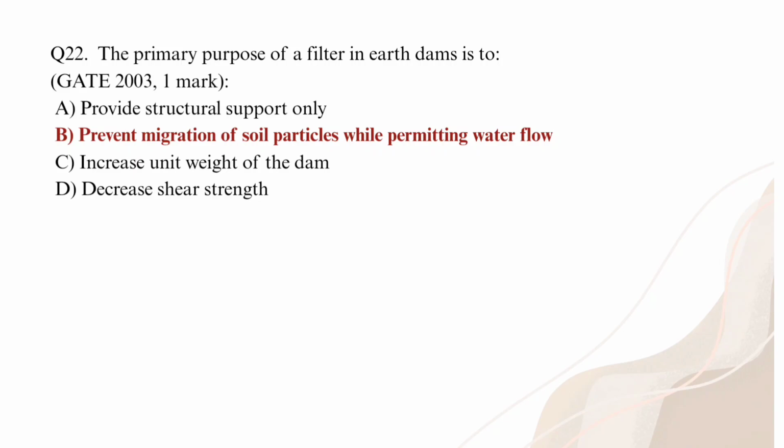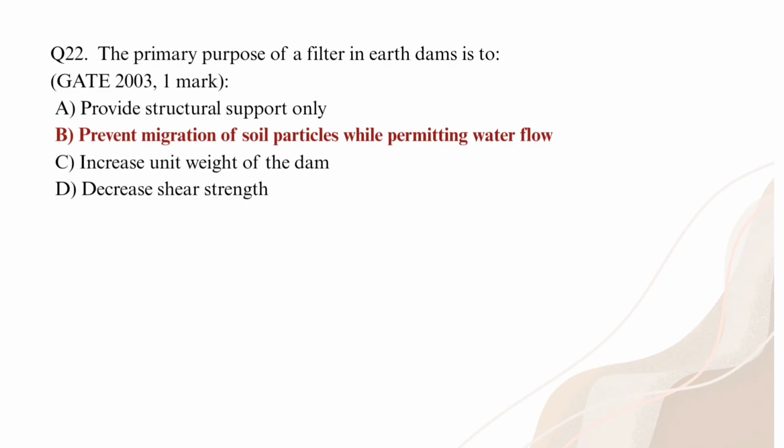Because we know that filters are placed to stop the soil particles being washed out while allowing the seepage flow, and proper gradation prevents the particle movement into the filters. So option B is the correct answer. The primary purpose of a filter in an earth dam is to prevent migration of soil particles while permitting water flow. This question was asked in GATE 2003 for 1 mark.